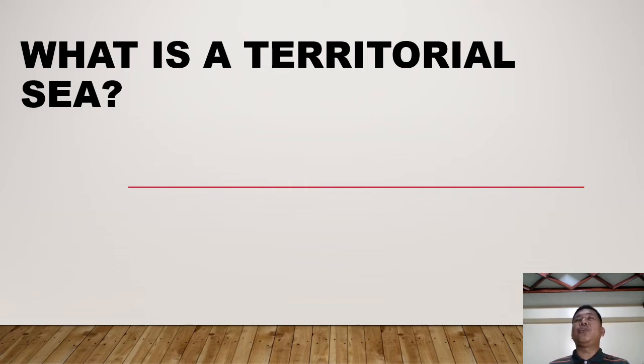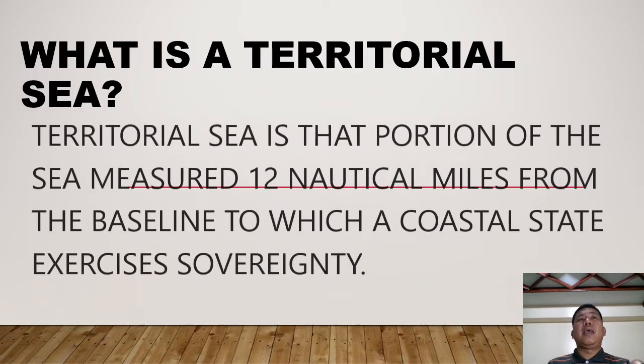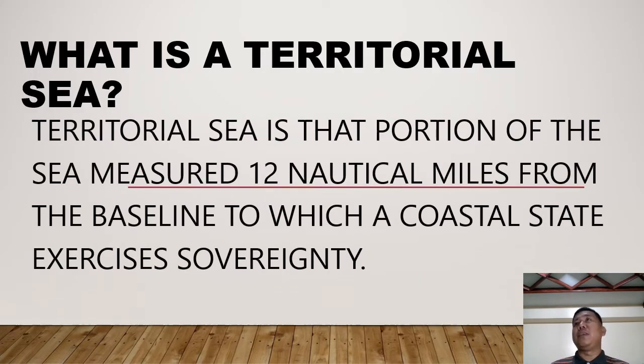Also, in Article 1 of the 1987 Philippine Constitution, you can also see there the word territorial sea. What is this territorial sea? Well, a territorial sea is that portion of the sea or of the ocean measured 12 nautical miles from the baseline, to which a coastal state exercises sovereignty. The territorial sea is measured 12 nautical miles.